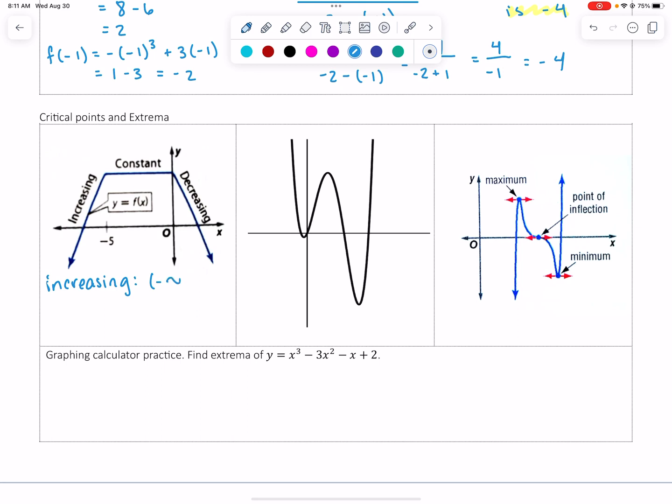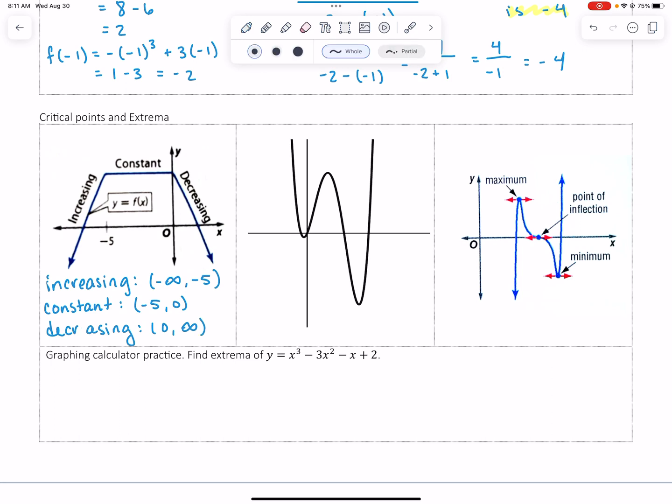I'm going to say from negative infinity to -5, but I'm never going to include the -5. At -5, we cannot say whether it's increasing or constant. So you want to make sure that you put parentheses there. It's going to be constant over the interval of -5 to 0, and it's decreasing over the interval of 0 to infinity. And again, it's just looking for these intervals, using that interval notation that we worked with earlier in terms of your graph and describing your graph.